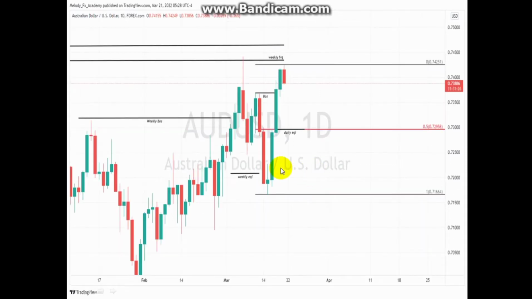Now this is the daily time frame. After the weekly time frame, we'll go down to the daily time frame.